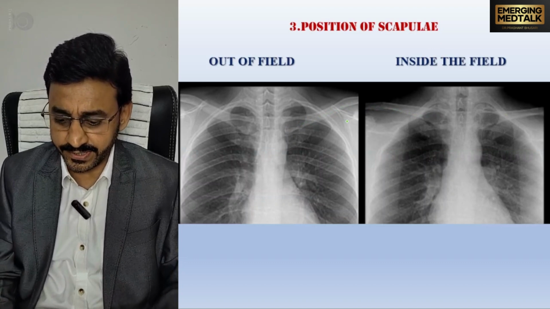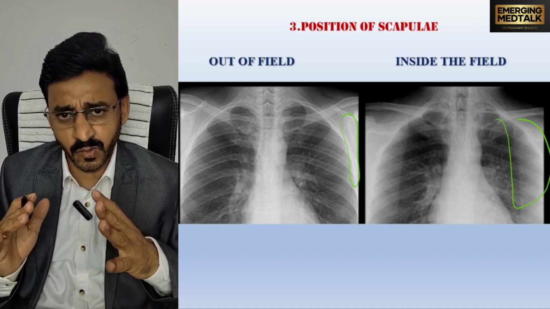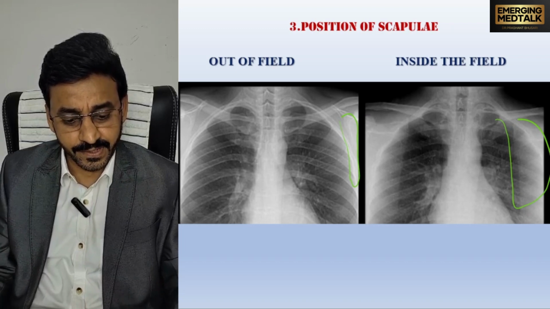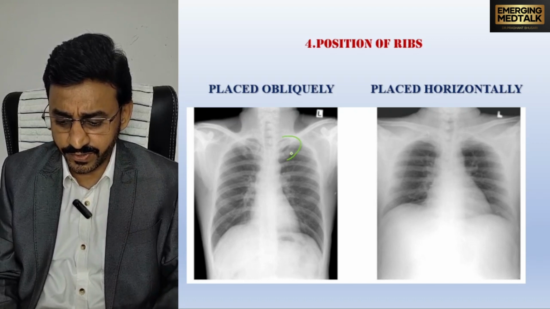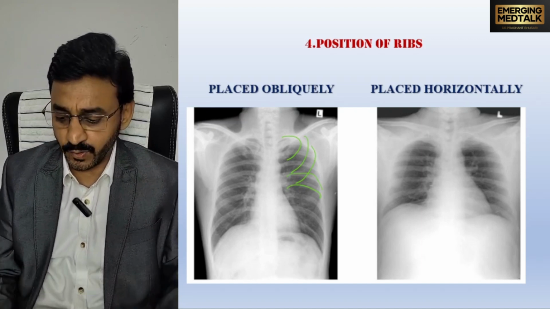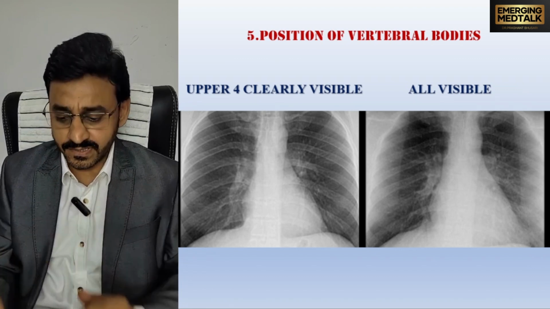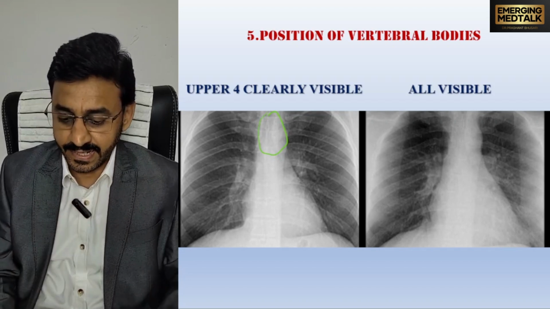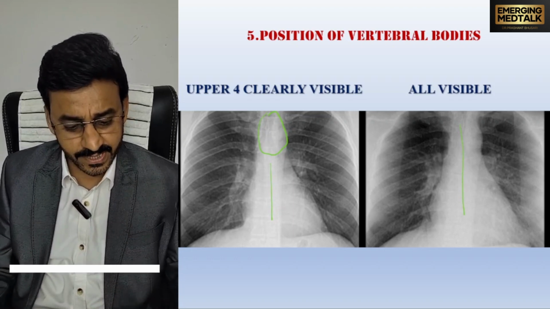Scapulae in the posterior anterior view are out of the lung field, and in this anterior posterior view, they may occupy most of the lung field. Then the ribs, particularly, are placed somewhat obliquely. So we can say these ribs are obliquely placed, and in this AP view, they are placed horizontally. Then the vertebral bodies: up to the fourth thoracic vertebra are clearly seen, and below that they are barely visible. Here in the AP view, they are all visible.